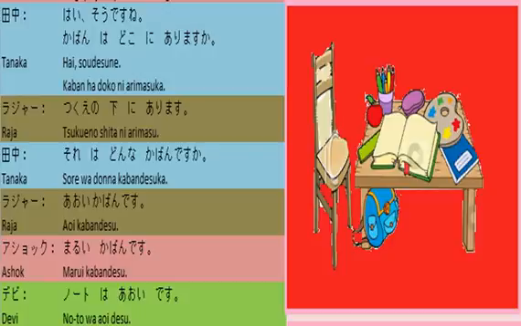Miss Devi responds, Noto wa aoi desu. Noto means notebook. Aoi is blue. Wa desu is the affirmative structure. So noto wa aoi desu. Notebook is blue in color.